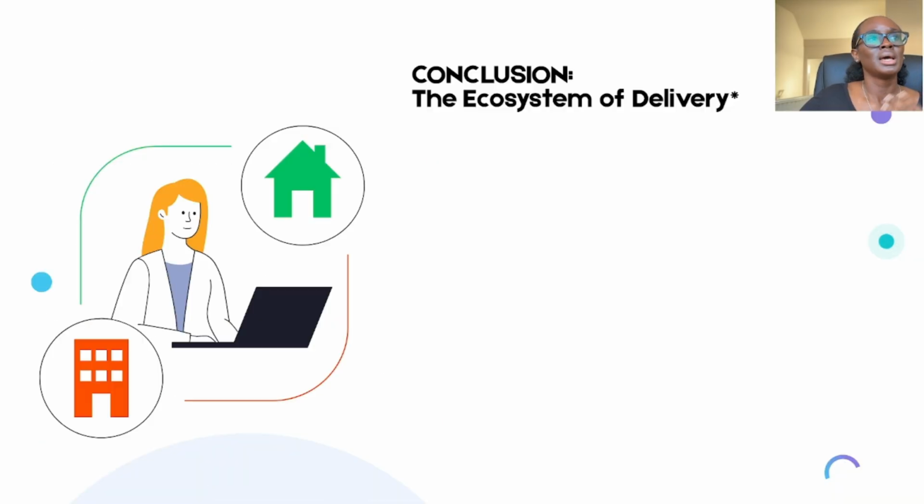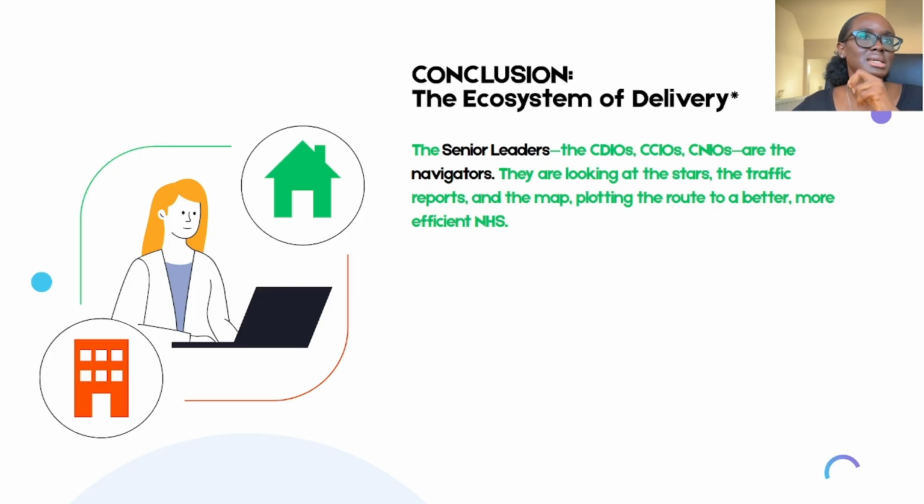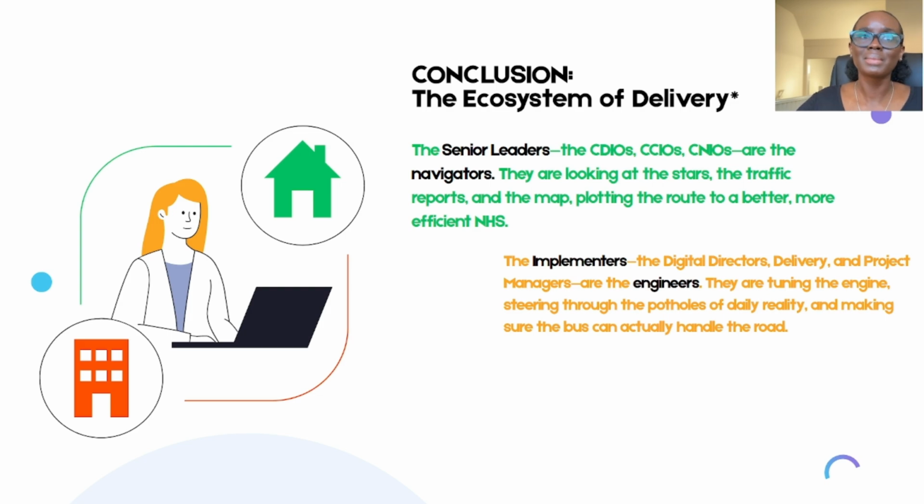Now, in conclusion, the whole ecosystem of delivery: the senior leaders are looking at the stars. They don't really understand the frontline to an extent. So the traffic reports, the map, plotting the routes of how it would be better, that is what they are concerned about. They are the navigators. They are the ones that are saying, this is our destination, this is where we need to get to. Now, the implementers, these are the digital directors, project managers, they are the engineers. They are like the engines of digital health when it comes to digital leadership and strategy.